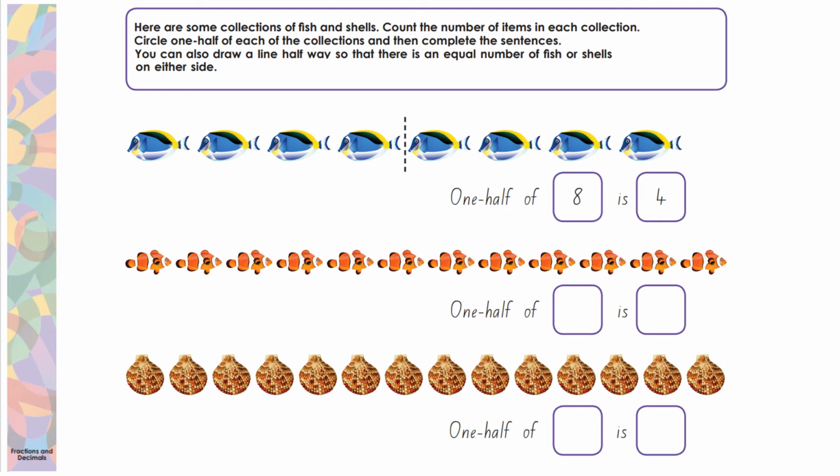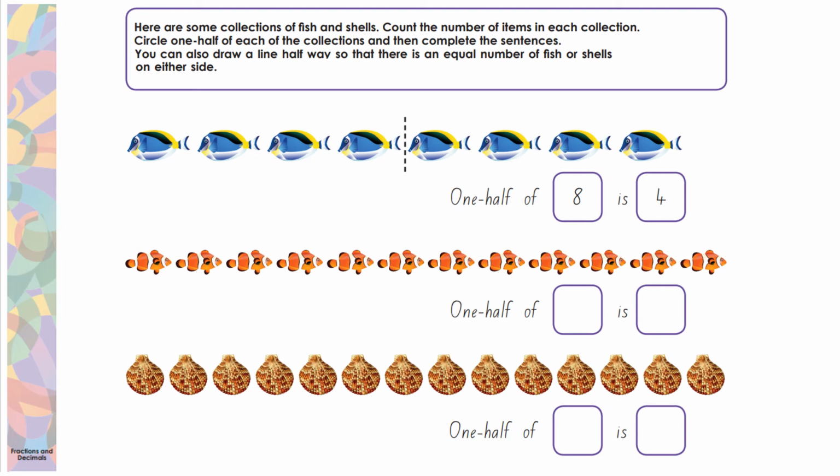Right, now I'm going to use that same strategy to find a half of a collection of different items. On this page, I've got fish and shells. Count the number of items in each collection. Then I want you to circle 1/2 of the collection and complete the number sentence. You can also draw on a line halfway down to show the equal number on both sides. You can see I've done the first one with you with the fish. There were 8 fish altogether, and halfway I found that there was 4 on each side. So 1/2 of 8 is 4.